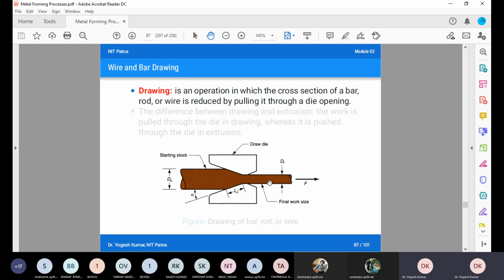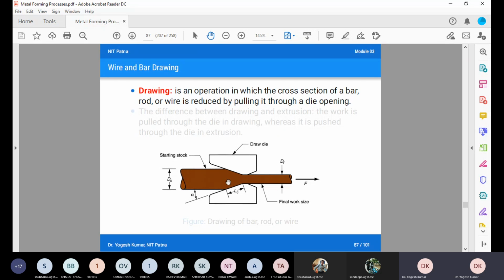But in the case of extrusion, this initial work billet was being pushed inside your die, and due to compressive forces, your workpiece was getting deformed, or the cross section area was changing because of squeezing of your work metal.